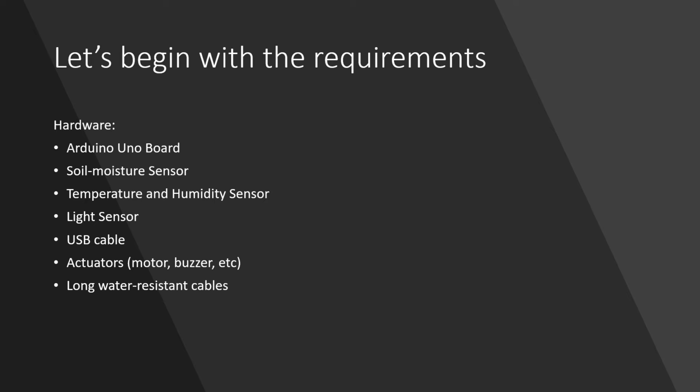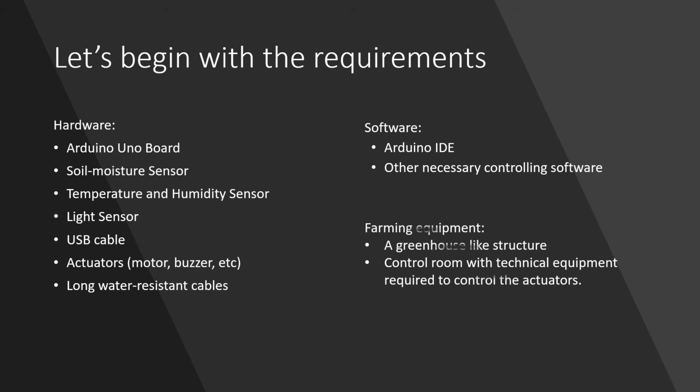Long water resistant cables so that we can connect them successfully to the system in the greenhouse and the control system. The software needed to operate this will be the Arduino IDE and other necessary controlling software, of course. We also need the farming and other necessary equipment, a greenhouse-like structure, and a control room with the technical equipment required to control the actuators.